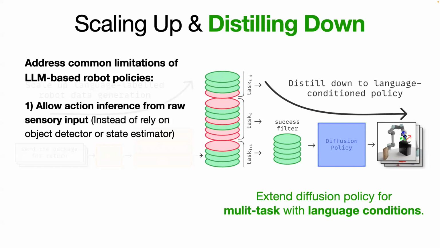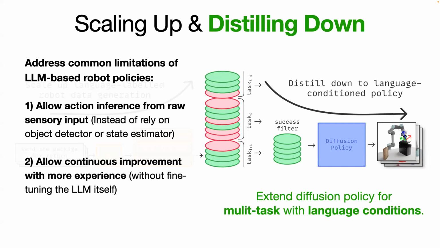First, it allows the system to directly infer action from raw sensory input without relying on external object detectors or state estimators. And the second is that it allows the system to continuously improve its performance without the need to fine-tune the LLM itself, which is oftentimes a lot more expensive.